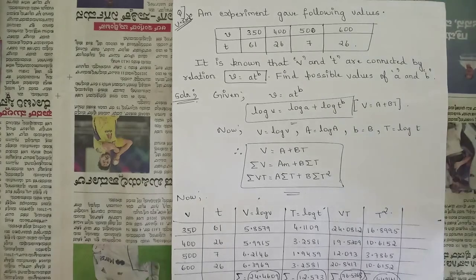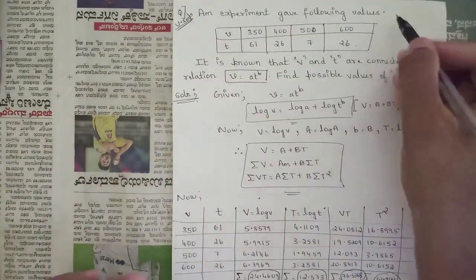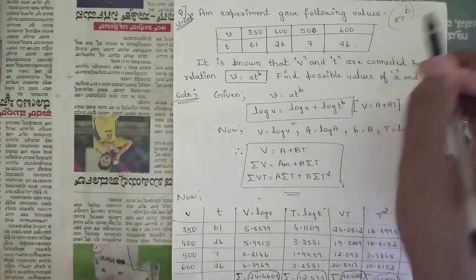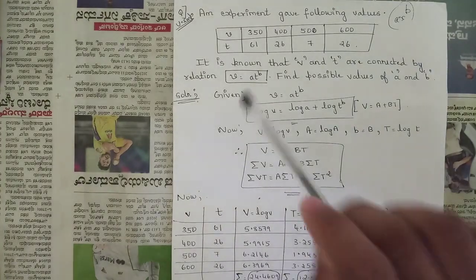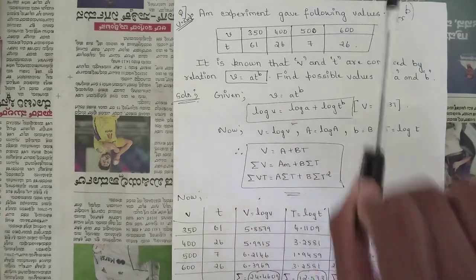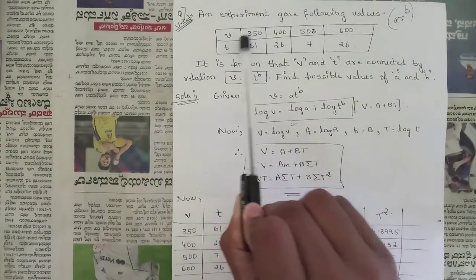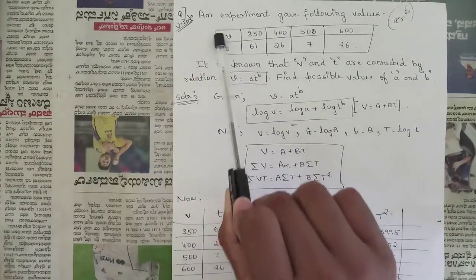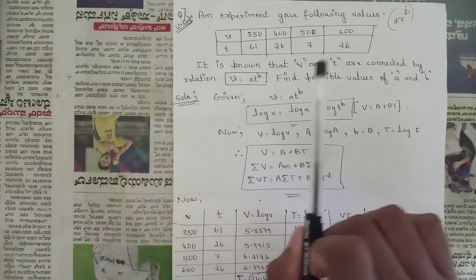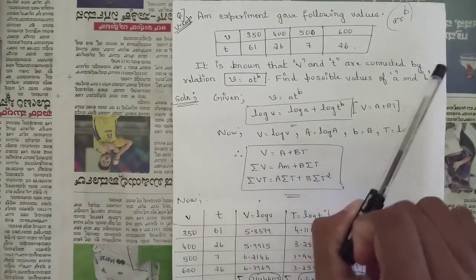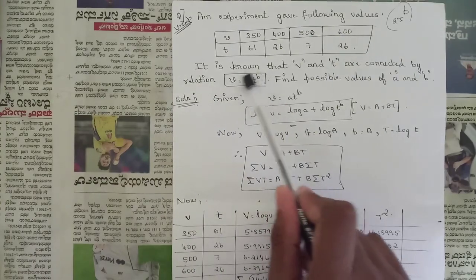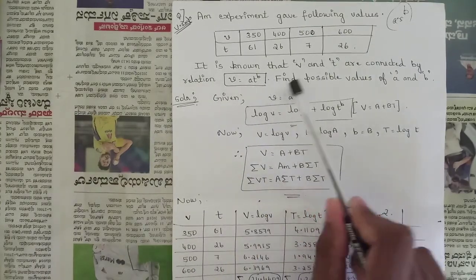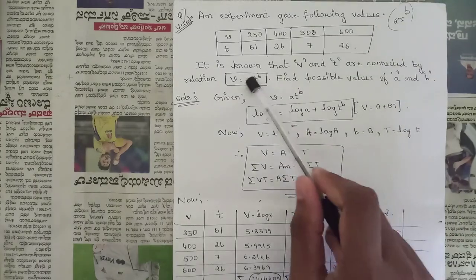that is of the curve of the form a x power b. Okay, for that we have one important question here related to that curve. So the question goes like this: an experiment gave the following values of v and t, right? The observations are given for v and t, and it is known that v and t are connected in such a way that the relation between them is given as v is equal to a t power b. For that, now we need to find the possible values for a and b.